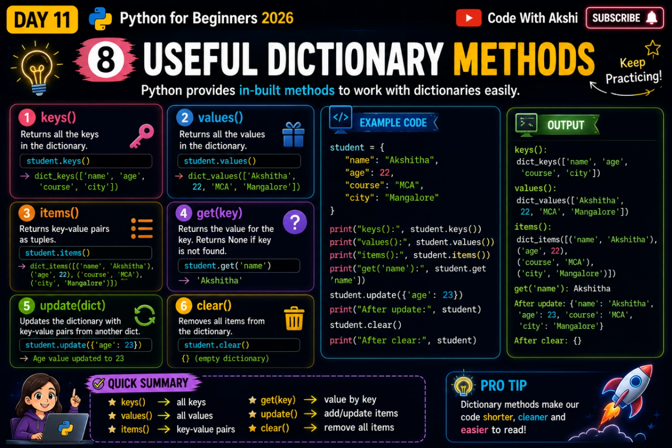Next, Python provides many useful dictionary methods. The keys method returns all the keys, the values method returns all the values, and the items method returns both the key and the value together. The get method safely retrieves a value using its key. The update method changes or adds items. And finally, the clear method removes everything from the dictionary. These methods make working with dictionaries much easier.